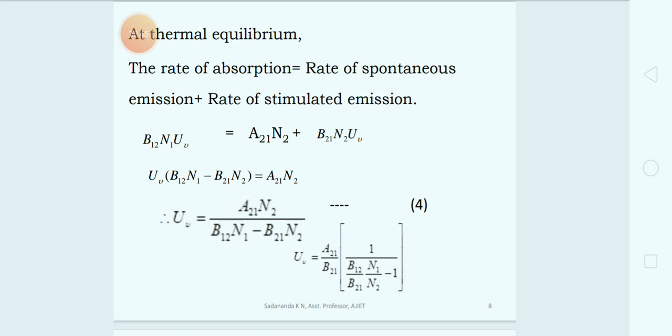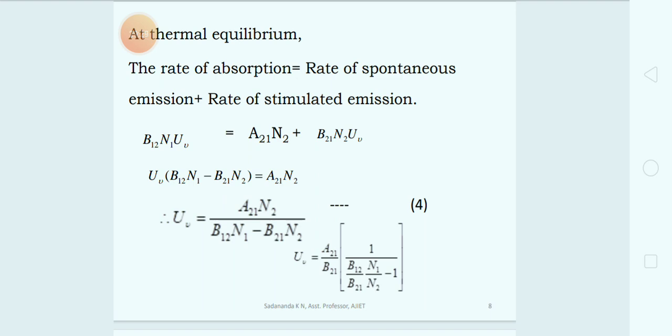Now in this expression you collect the U nu terms, one term on the left side and another on the right side. So take the right hand side term to the left hand side with a negative sign, and the common term U nu is taken outside the bracket. Remaining is B12 N1 minus B21 N2, close bracket, equal to A21 N2. Therefore U nu equals A21 N2 divided by B12 N1 minus B21 N2.